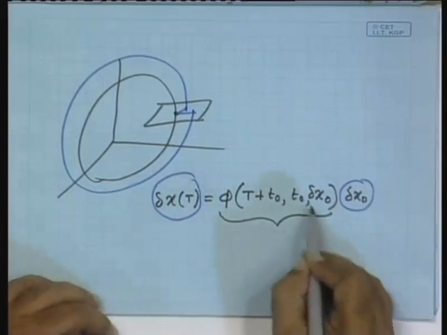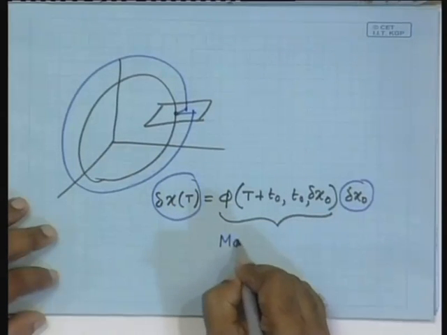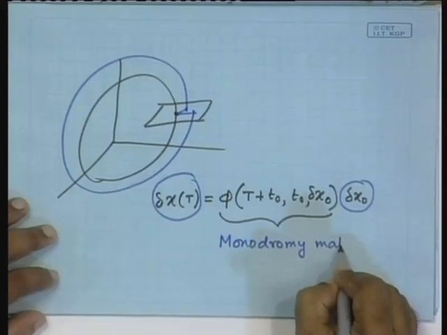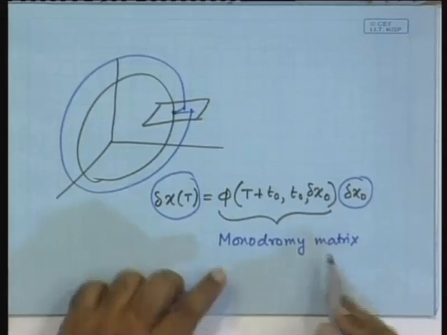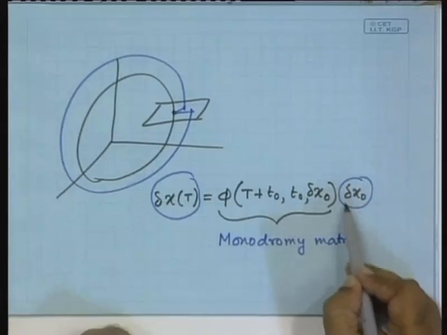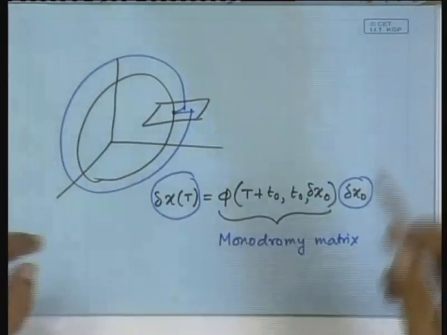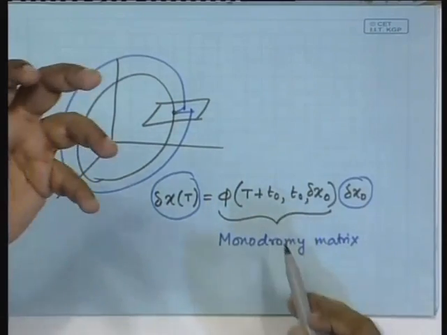Now, this fellow is called the monodromy matrix. So, the monodromy matrix is nothing but the matrix with which the initial perturbation has to be multiplied in order to get the perturbation after a whole period. So, it essentially embodies the evolution of the perturbation over a whole cycle. So, that is the monodromy matrix.